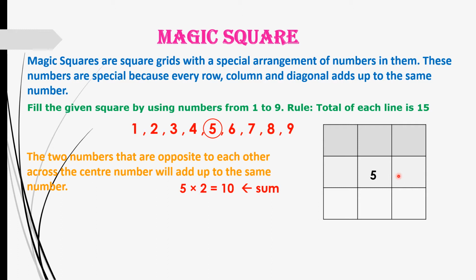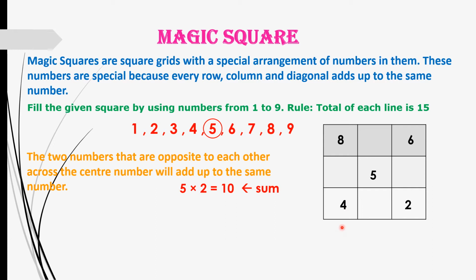For example, if I am writing 8, opposite of 8 should be 2 because my sum should be 10. So I am going to write 2. Okay, so when I add 8, 2 and 5 diagonally, I'll have 15. Then suppose I am writing 6, because I have to fill numbers from 1 to 9. When I write 6, the opposite number should be 4 because the sum should be 10.